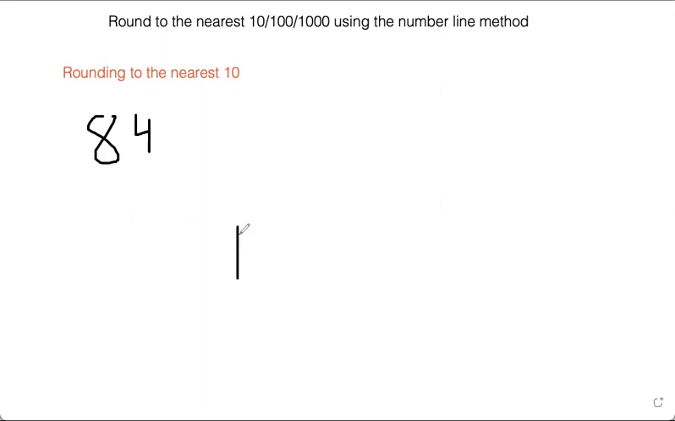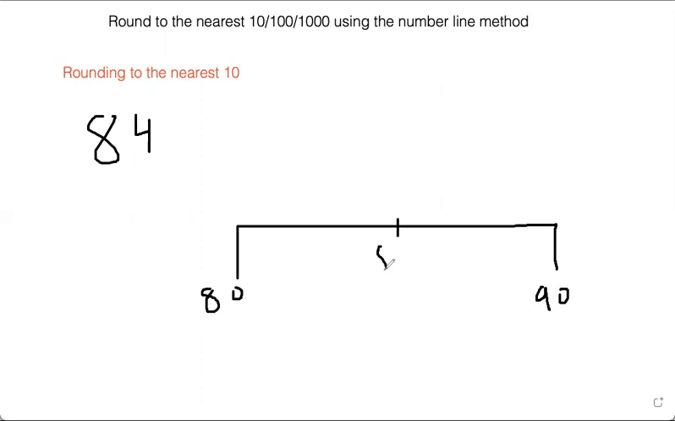The first thing you do is you draw your number line and you ask yourself, 84 is in between which tens numbers? 84 is in between 80 and 90. Just to make it easier, mark on halfway, which is 85. Now the rule with rounding is, if the number is 5 or more, that means you round up. And if the number is 4 or less, that means you round down.